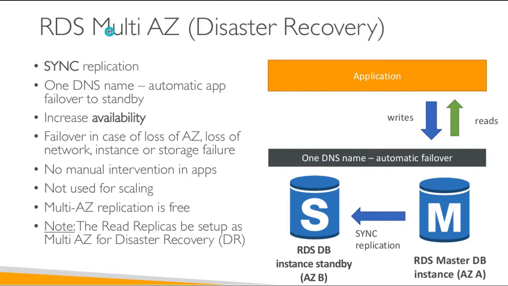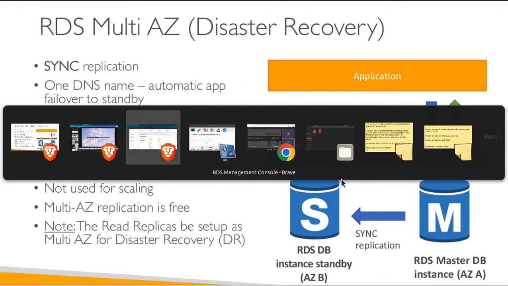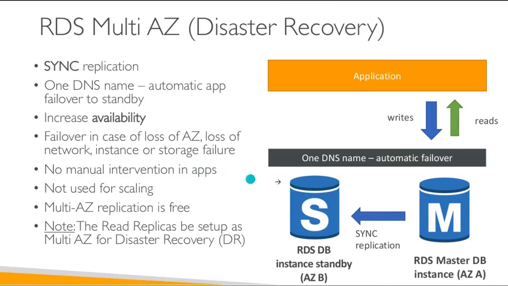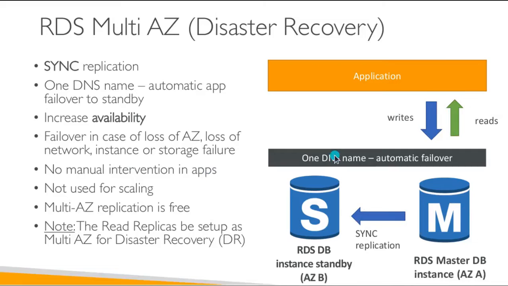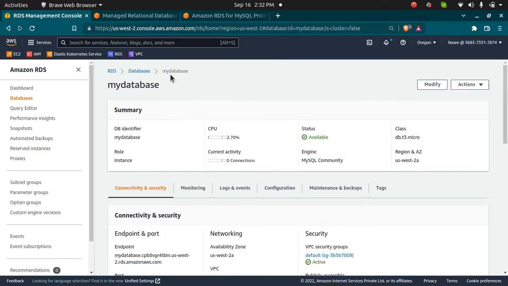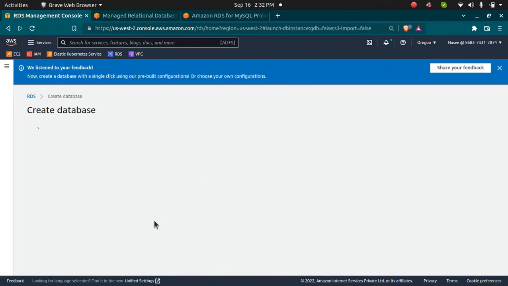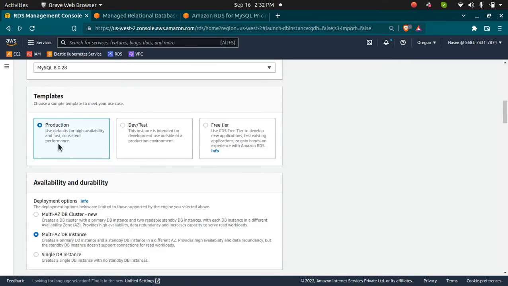So whenever you create multi-AZ, it is a synchronous replication. Everything is going to be replicated, and you have one DNS name. So the DNS name, which is the endpoint that we have seen, is going to be the same for both of them. So if this is gone, the application is going to start using this, and you can enable multi-AZ by going here, clicking on actions. You also have the option when you click on the create database option. When you select anything apart from the free tier, if I use mysql, I go to production, I have multi-AZ deployment, right?